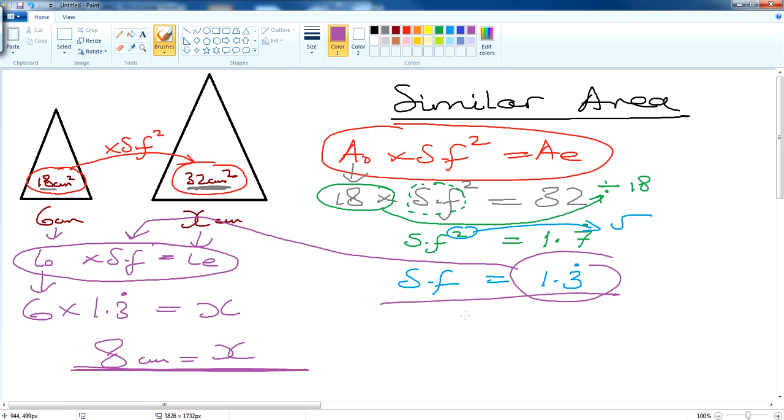Okay, so now we're using the formula in reverse. We're working out from area now, and then we're working out the scale factor. Okay, are we happy with that? Okay, there are 2 more examples we'll do to do with volume. Before we do that, I'm going to give you some questions to do now. So I'm going to stop the video here and give you some questions to do from the sheet I've just given you.